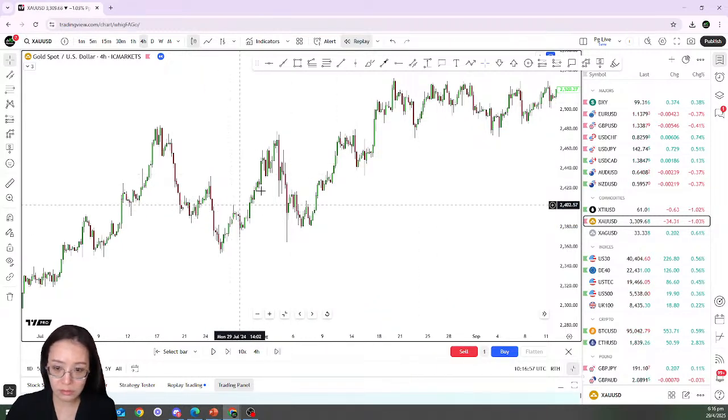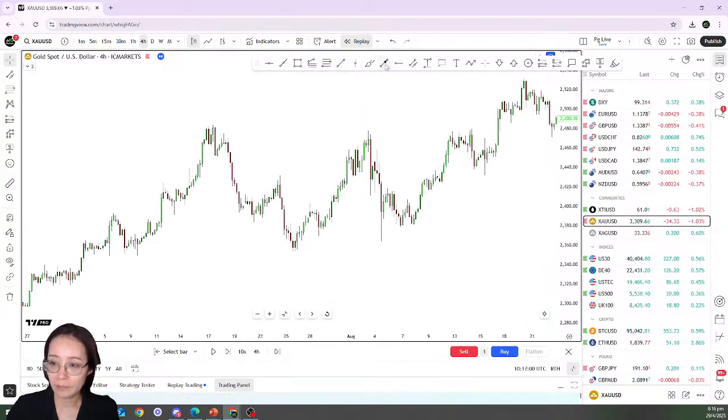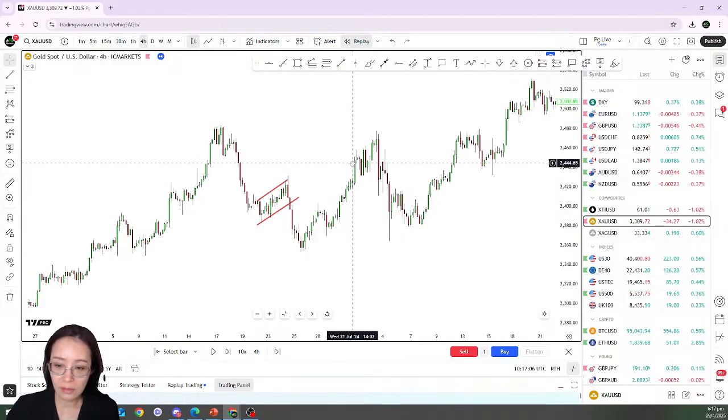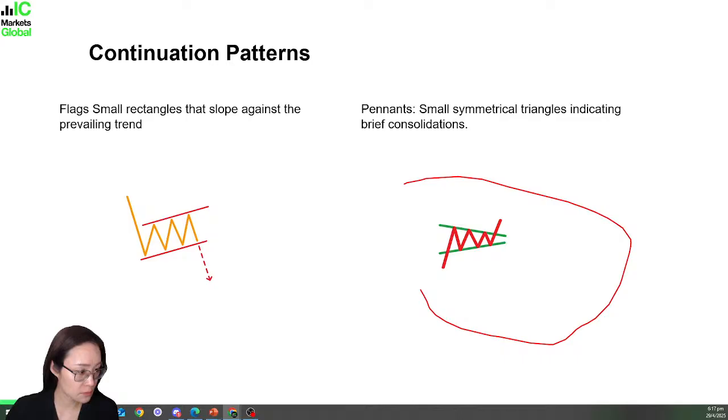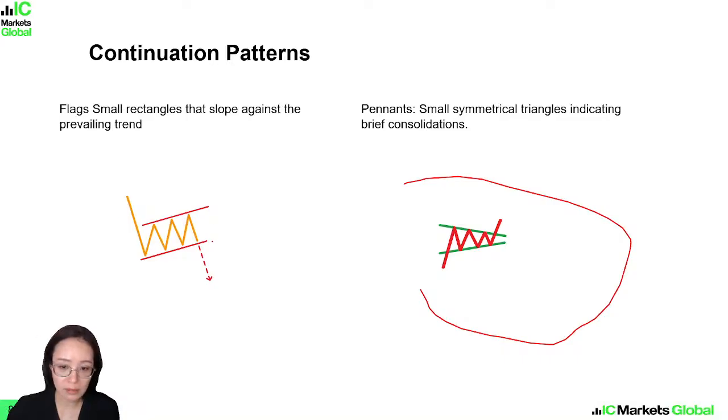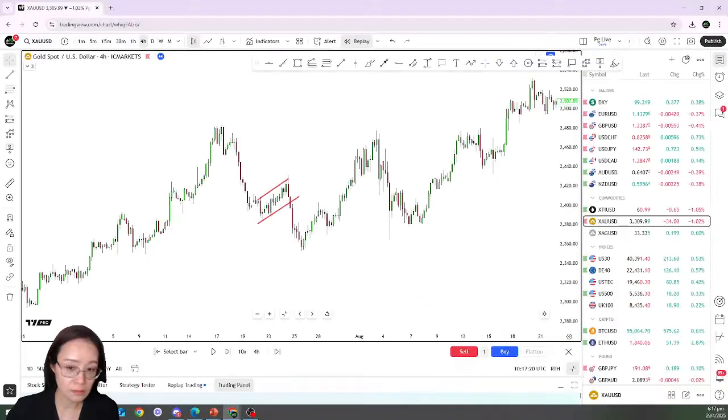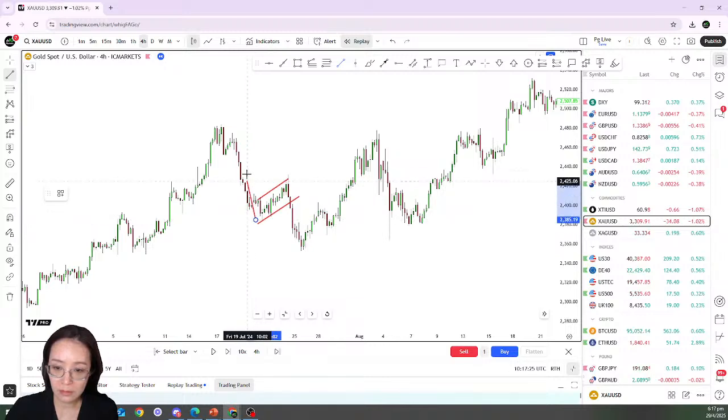No, I don't do this. This one is better. This one looks like the flag. Okay, this one looks like the pennant. Here, it looks like this one, right? The flag, small flag here. If you want to have this one, right here.